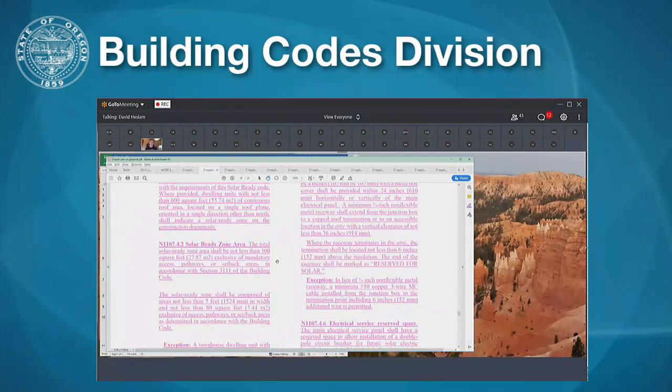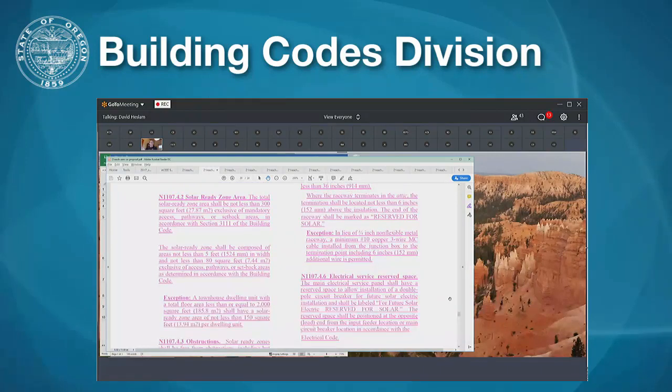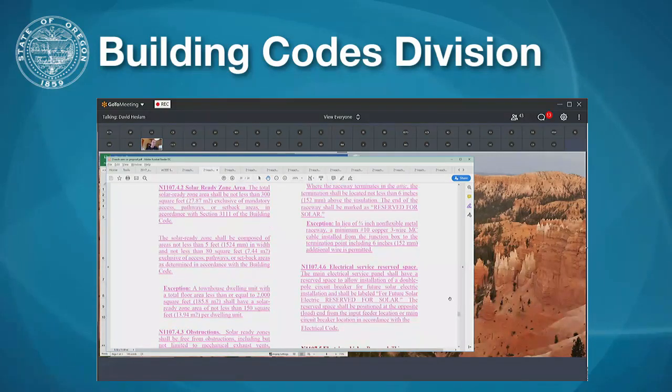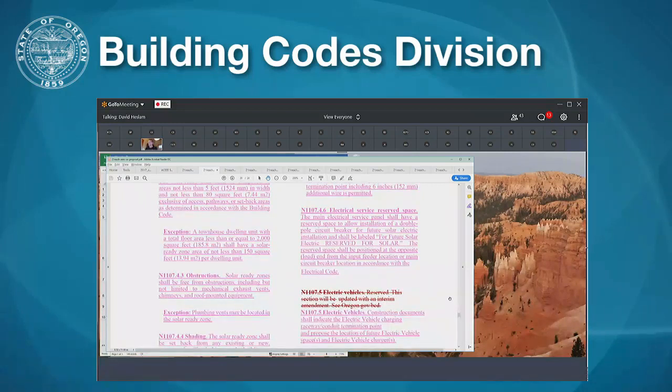So it's adding requirements above and beyond what the proposed 2021 Oregon code would have for solar ready. And in our opinion, it was trying to come to a more complete definition of what solar ready would mean.